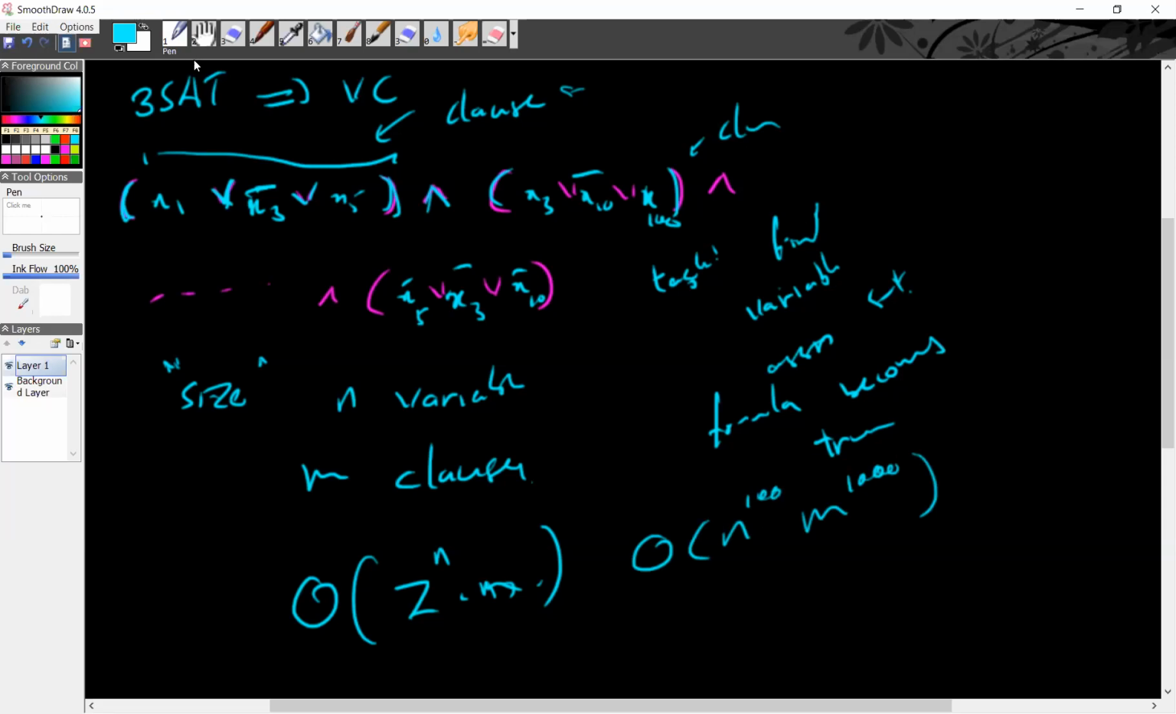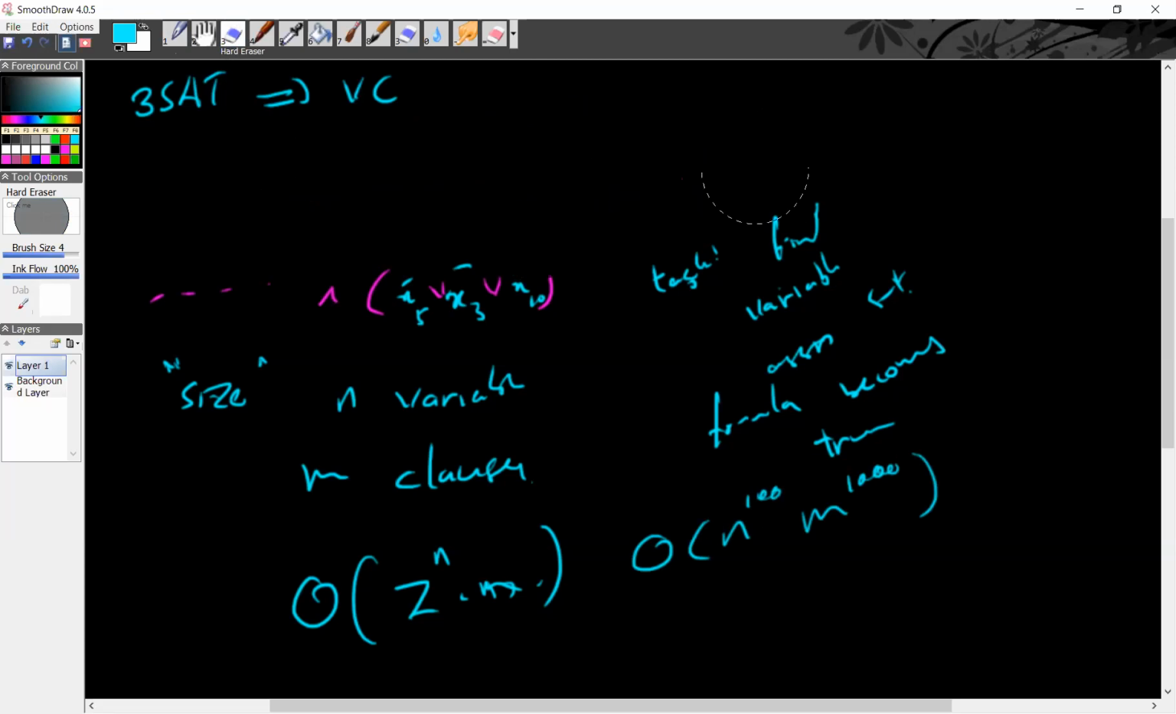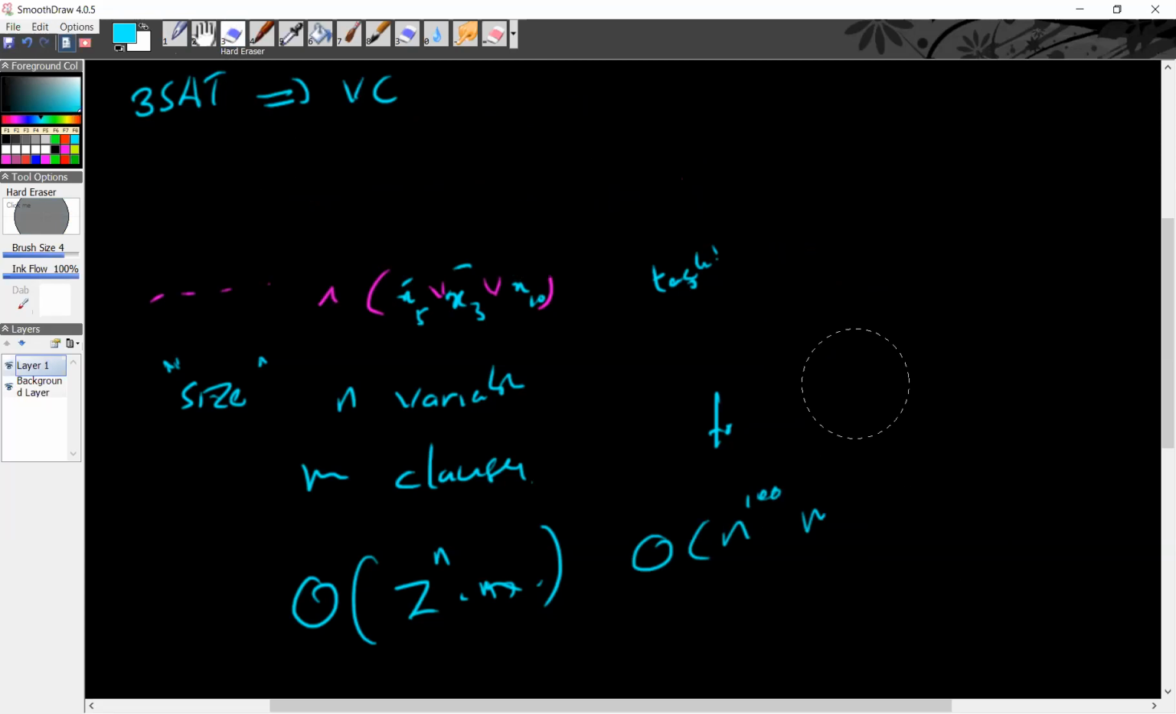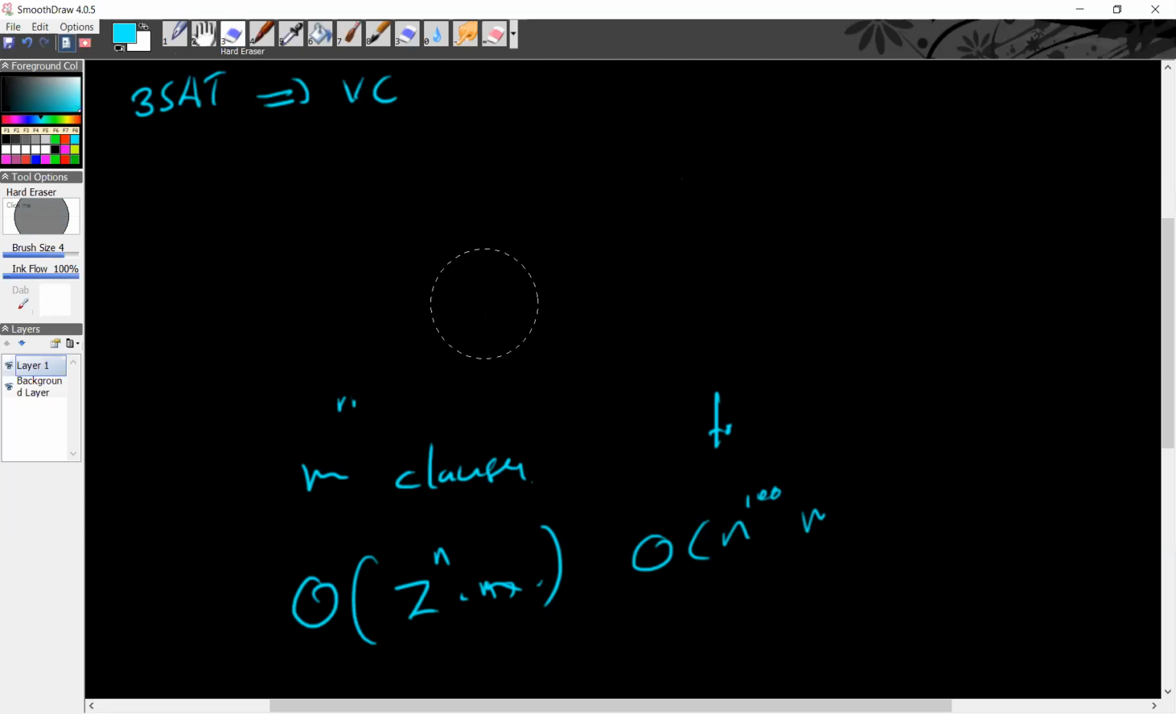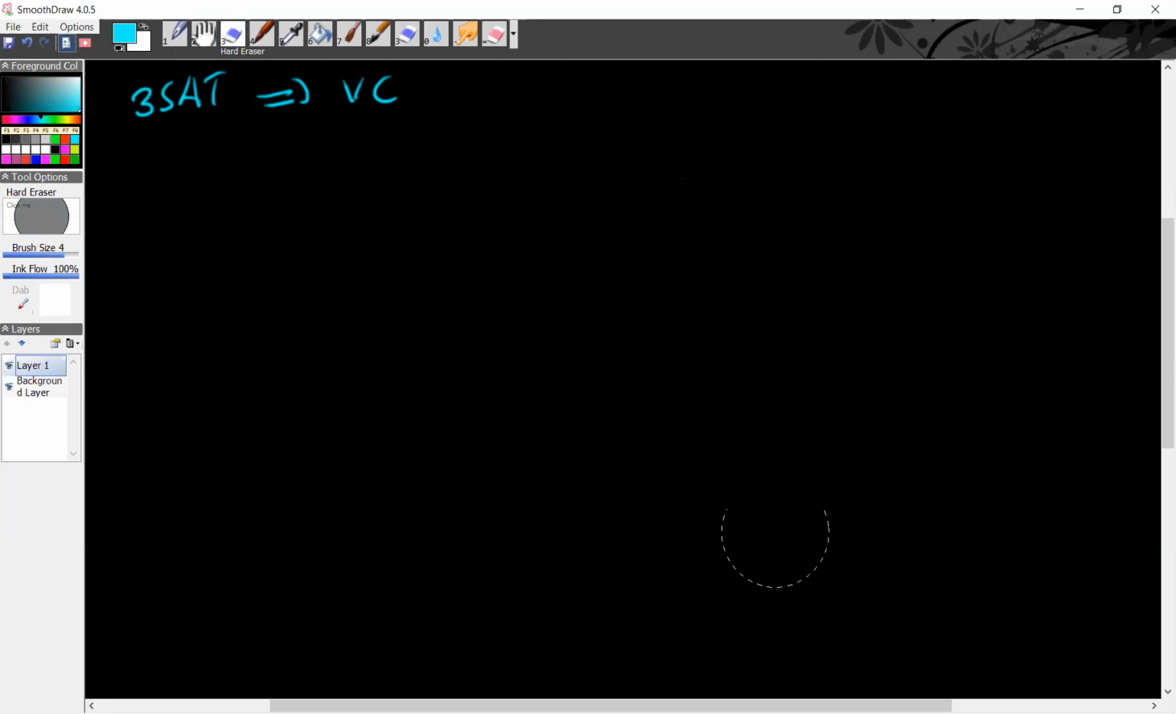So now that you know this problem, I want to reduce it to vertex cover. In your mind, what you should understand is that we are assuming that 3-SAT is difficult, and I'm doing a reduction to vertex cover. What does this mean? It means I'm trying to show that vertex cover is also a difficult problem. So what is vertex cover? Vertex cover is a different problem.